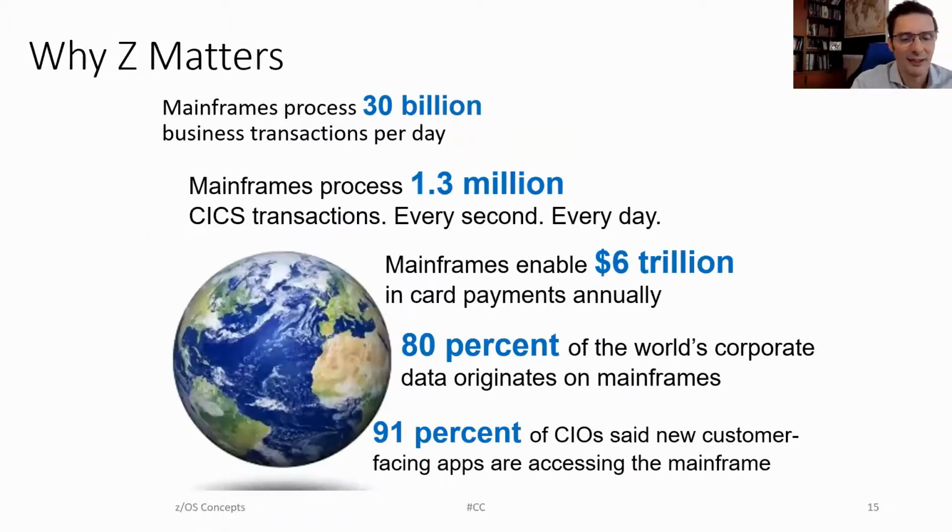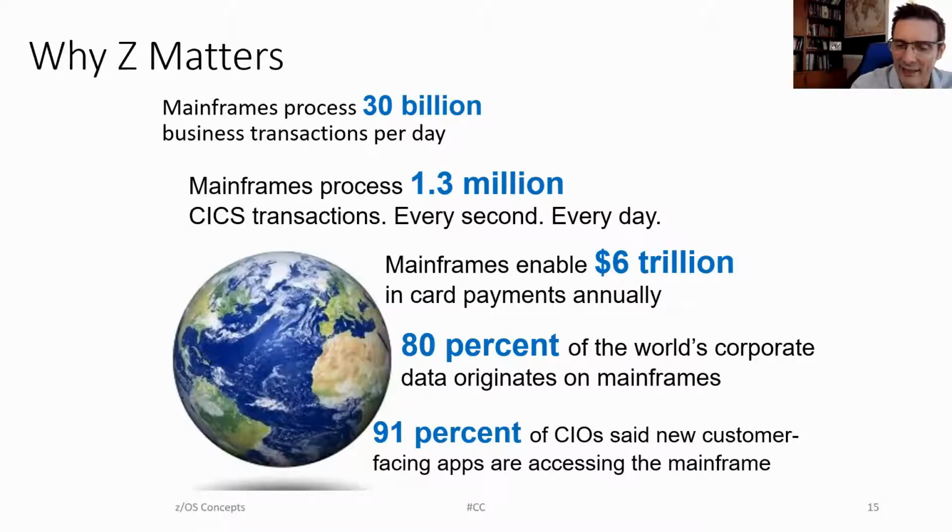And in terms of how much the Z platform is used, just think about it. There are 30 billion business transactions every day. That's a B with a billion on the system. 1.3 million CICS transactions every second of every day run on the mainframe. $6 trillion in credit and card payments annually, and roughly 80% of the world's corporate data, sometimes called system of record data, reside on the mainframe. So the mainframe is an integral part of our world infrastructure.